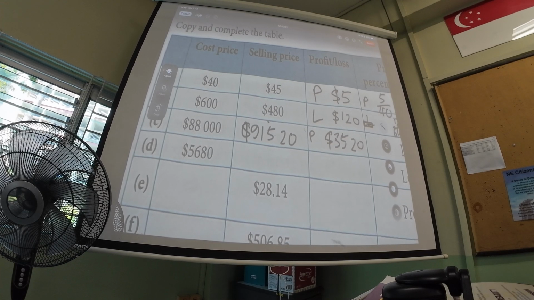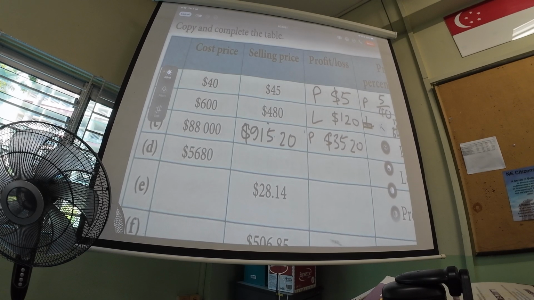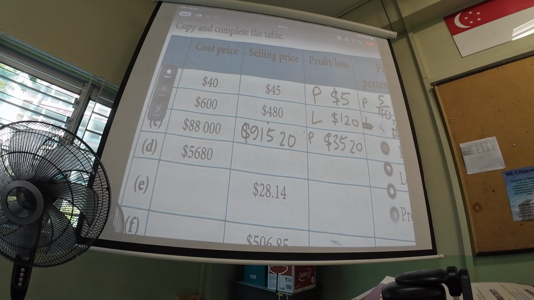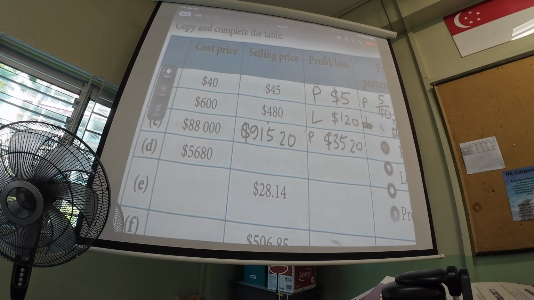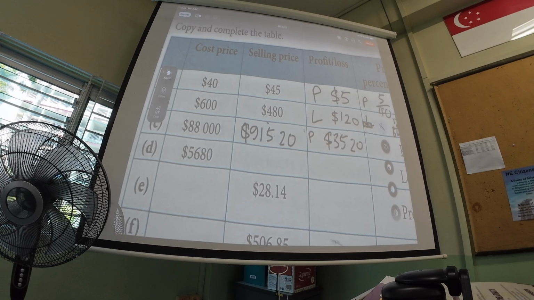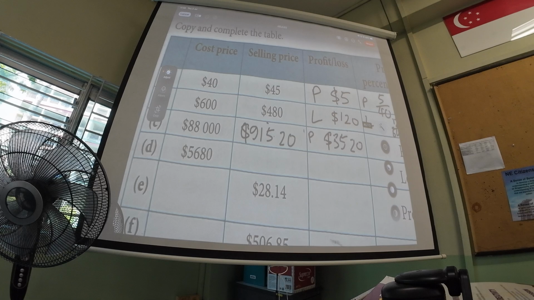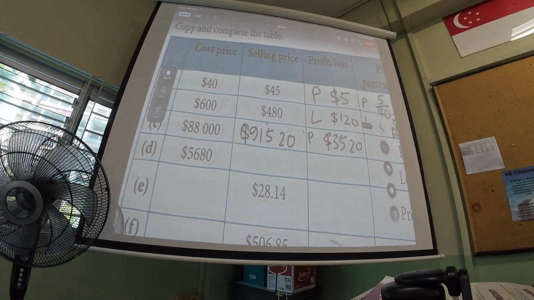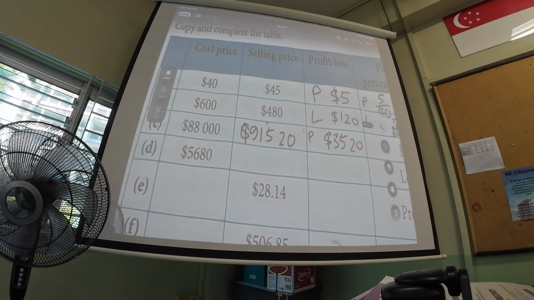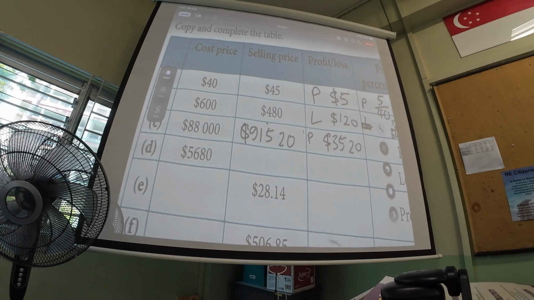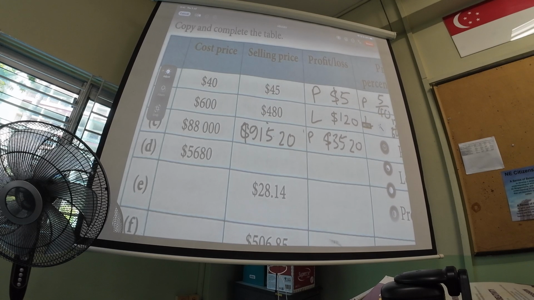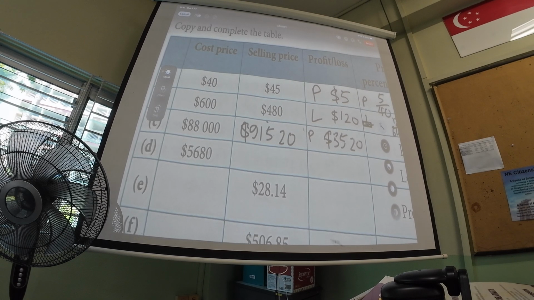There are a few things in the real world that we talk more about the percentage than about the absolute value. One of them is profit and loss. Profit and loss usually involves buying something and then selling something. Then I'm either making money from it, which we call a profit, or I lose money from it, which we call a loss. Okay?